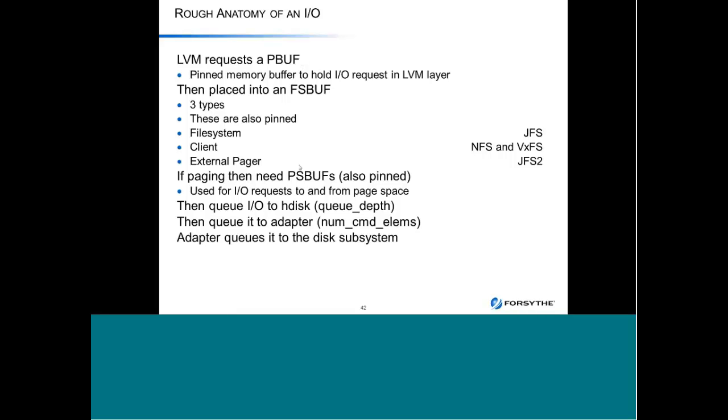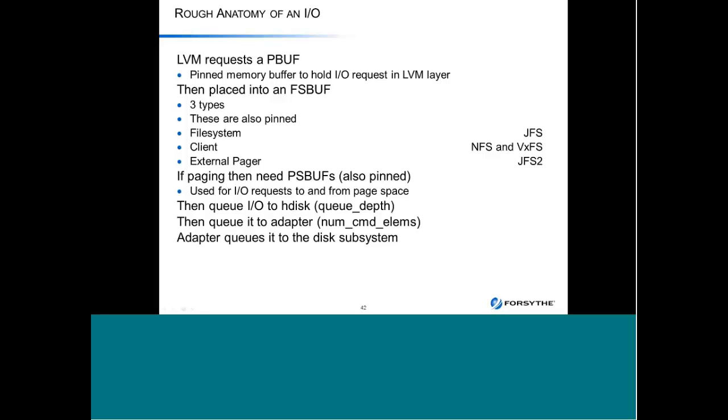If it's a page buffer, then we need these things called PS buffs, and those are used to hold requests to and from page space. The size of the PS buffs is determined at boot time based on the number of page spaces you have and the size of them. So if you need more PS buffs, there are only two ways to get them. One is to increase the size of a page space and reboot. The other way is to create a new page space and add it. Adding additional pages to a page space is not going to automatically increase PS buffs, because they're calculated at boot time for that page space.